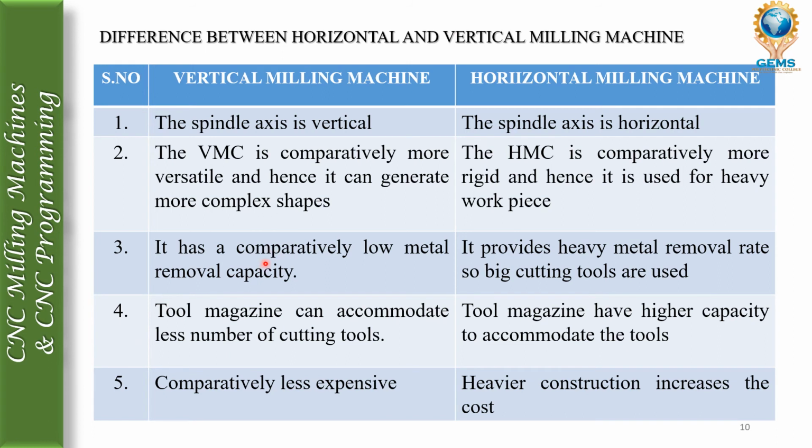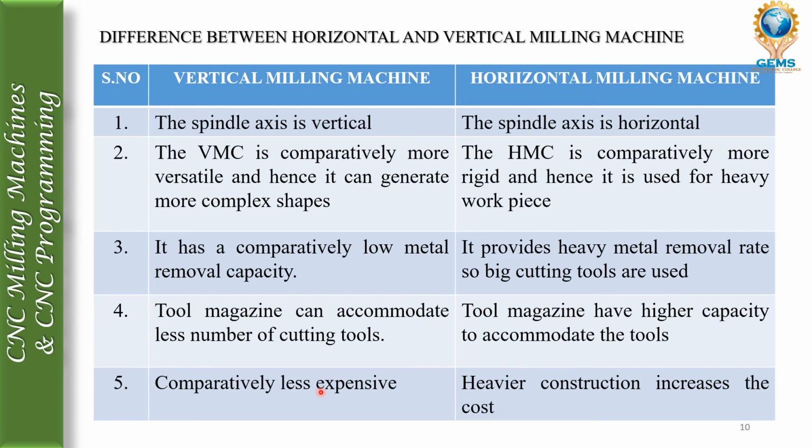A vertical milling machine has comparatively low metal removal capacity, but the HMC provides a heavy metal removal rate, so big cutting tools are used. In a vertical milling machine, the tool magazine can accommodate fewer cutting tools, since the machine center is very small. But in a horizontal milling machine, the tool magazine has higher capacity to accommodate the tools, so you can have more tools.